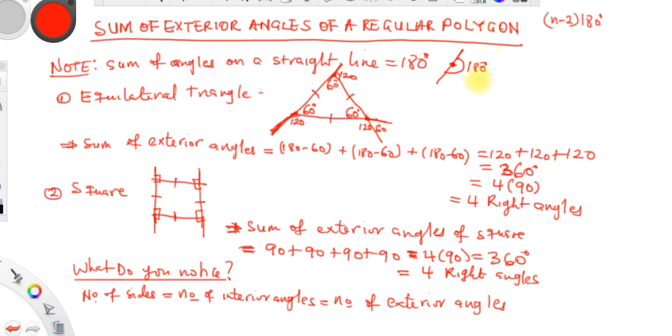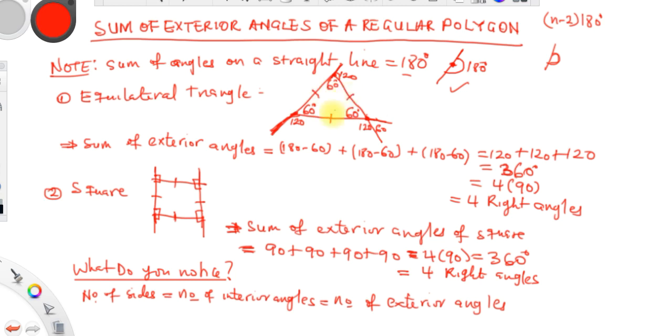If you remember from one of the previous videos, we said that the sum of the exterior angle and the interior angle will always give you 180 degrees, because the total angle on a straight line is always 180. So the sum of angles on a straight line is equal to 180 degrees, as I've indicated here. Then we are looking at the equilateral triangle, and each equilateral triangle has 3 sides that are equal.